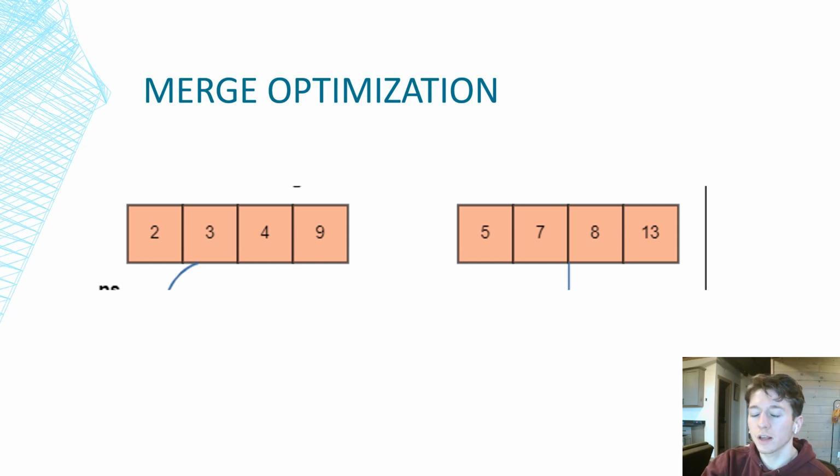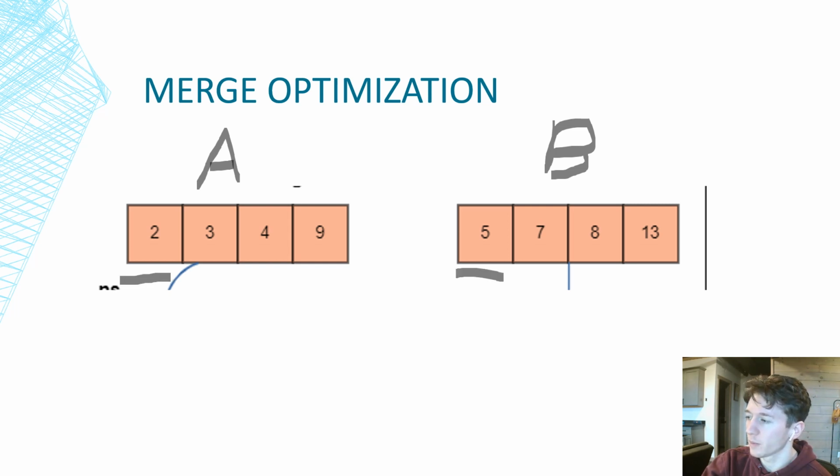So just looking at our basic merge operation, if we have 2 arrays, array A and array B, we're going to be comparing the first element of array A to the first element of array B. The smaller of the 2 elements, 2 in this case, will be passed along to our final array. We then continue this process, iterating through array A.